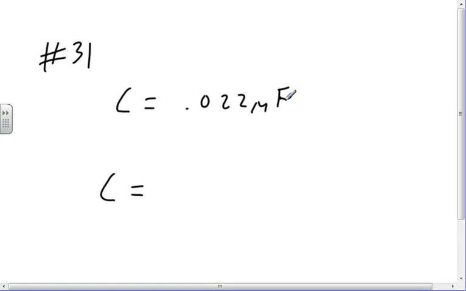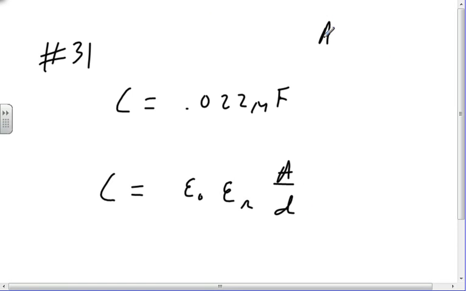Okay, so it'd be epsilon naught, epsilon r, A over D. That doesn't look like much of a D, does it? Okay, so that's what we have.